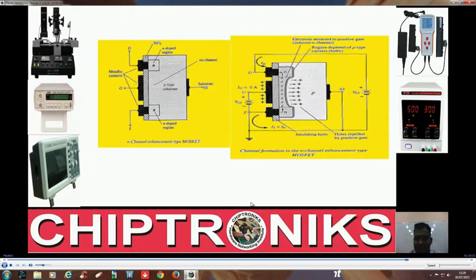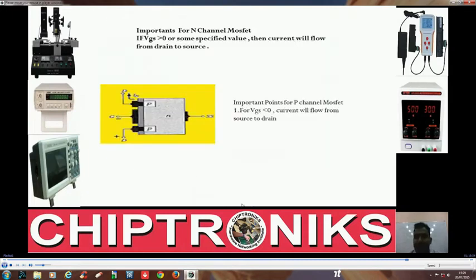Let's note down the important point. In an N-channel MOSFET, the VGS should be greater than 0 or some specified value. The current will move from drain to source. Whereas in a P-channel MOSFET, the VGS should be negative, less than 0, and the current will move from source to drain. This is the normal operation of the MOSFET.